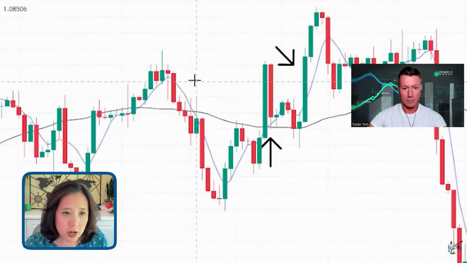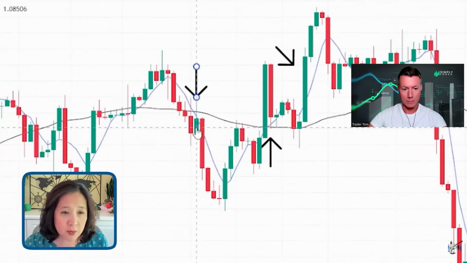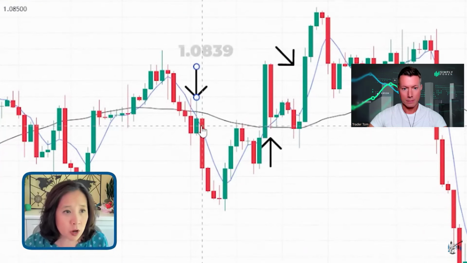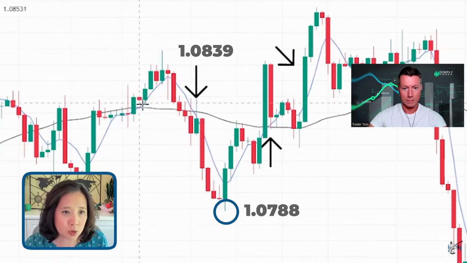Here is the next trade. Here we have on this candle the 5 SMA crossing below the 50. And then we're going short at 108.39, which is where the 5 SMA is on the next candle. And you can see this low is 107.88, so 30 pips easily hit as well.